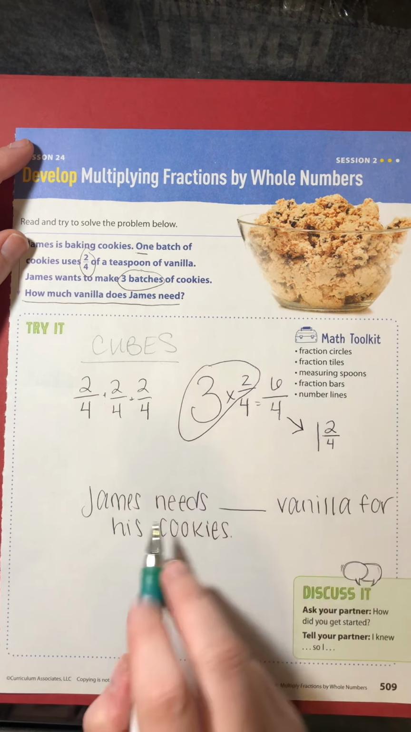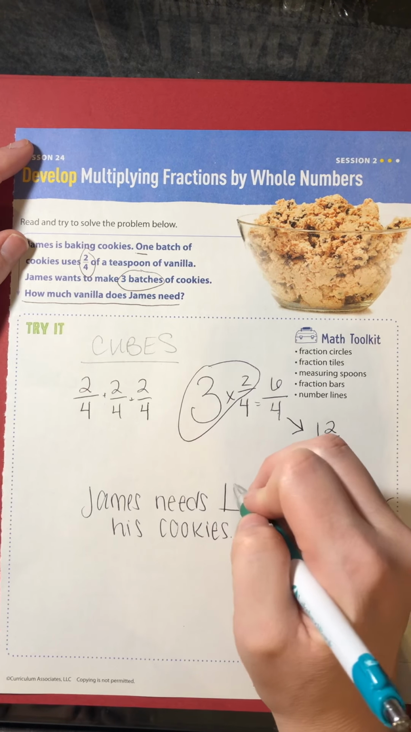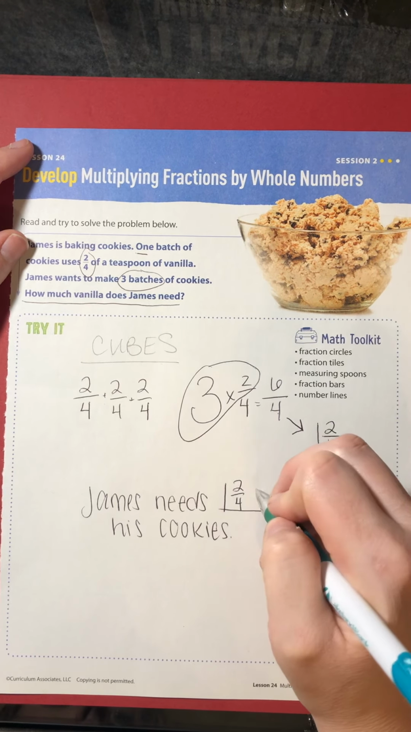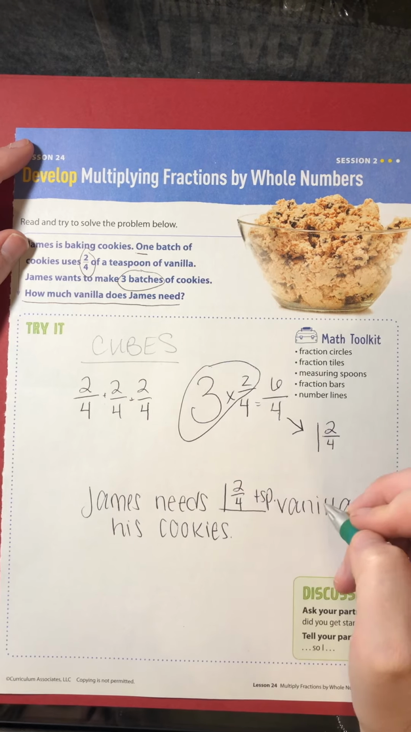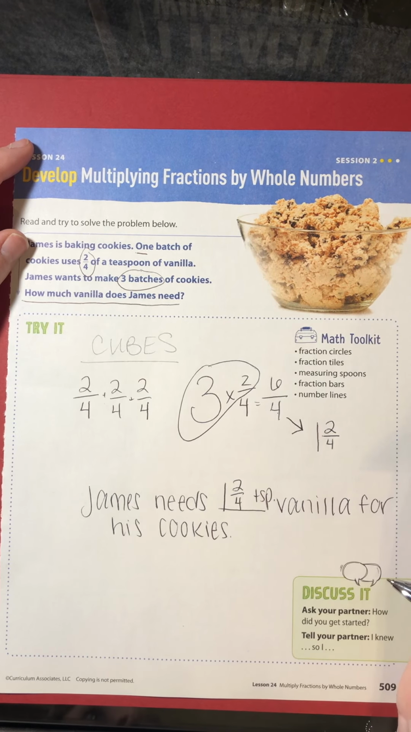So my answer is James needs 1 2/4 teaspoon of vanilla for his cookies. Okay. Now you guys are going to try some word problems on your own.